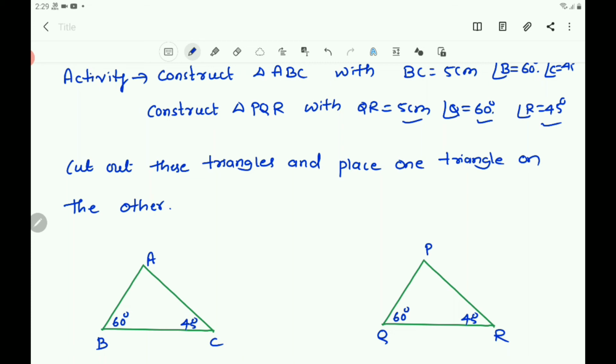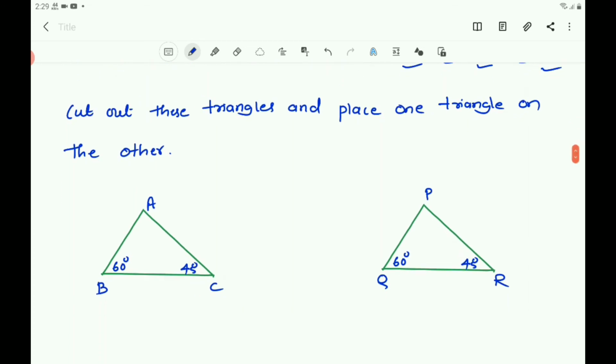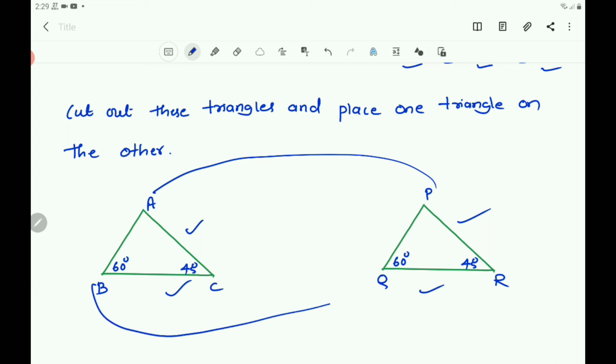Cut out these triangles and place one triangle on the other. What you can observe, they coincide with each other. Here AB and PQ cover each other. BC and QR cover each other. AC and PR cover each other. And A coincides with P, B coincides with Q and C coincides with R. They are the corresponding parts.